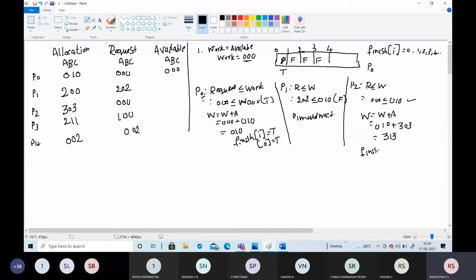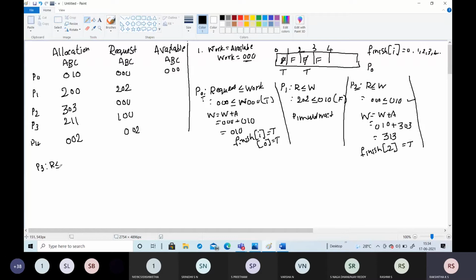So now Finish of i. Here i is equal to 2, so Finish of 2 is equal to true. Again, this false will become true because the execution of process P2 is completed. Next we will move on to the other process, P3.